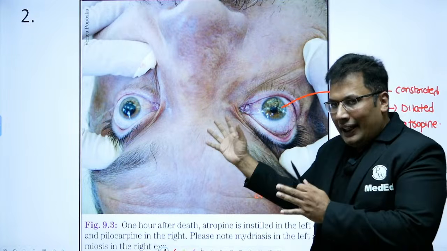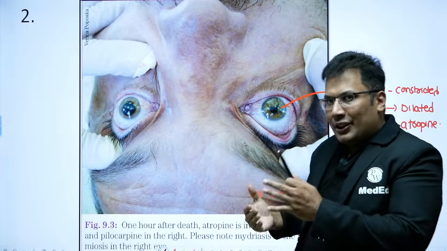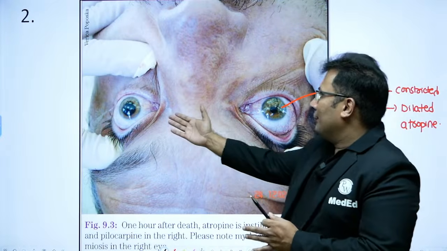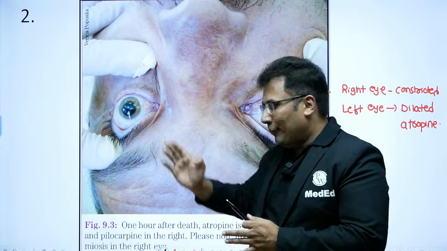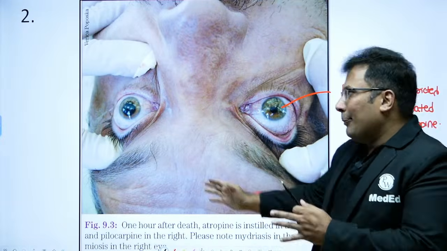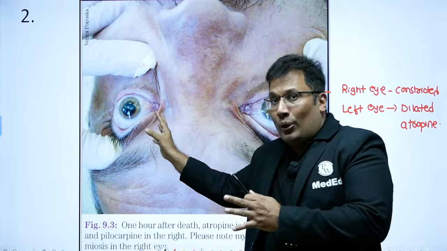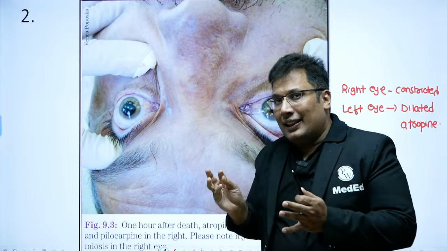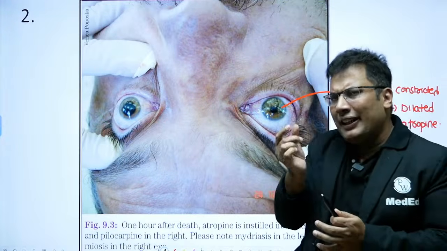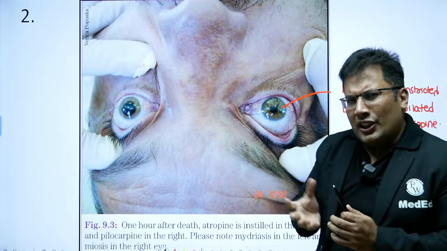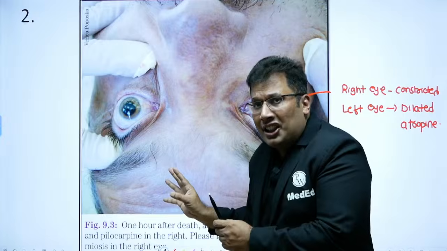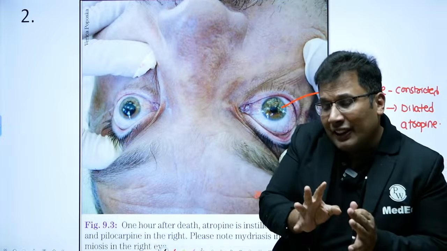So this is the eye examination 1 hour after death. Atropine is instilled on the left eye. You can see here dilation of the pupil, a mydriasis in the dead body after death. But on the right side, there is no mydriasis. There is a mid-dilated pupil, or we call it a constricted pupil. So my question is, what is the importance of this image in relation with thanatology?